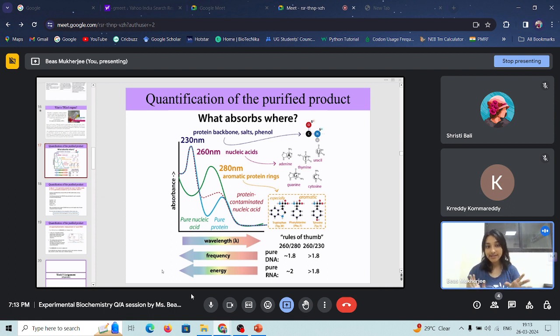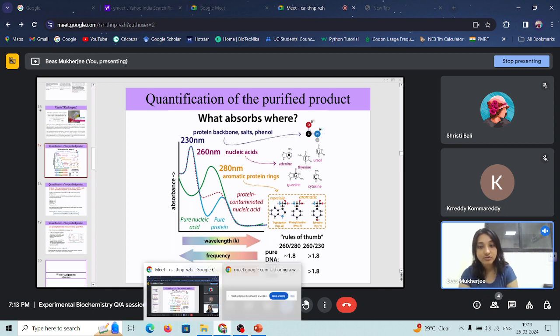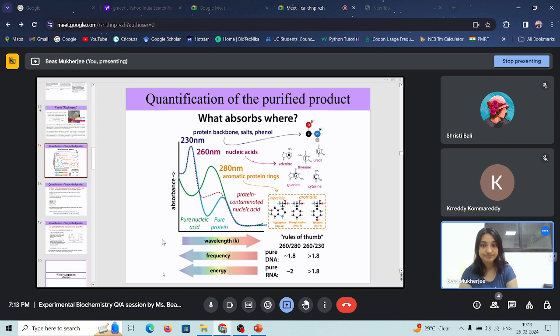So that is ideally what should happen. But if there is more phenol, then what happens? You can see a peak shift. The peak is going to shift towards this 230 nanometer. If there is more of protein, the peak is going to shift towards the right. So this will be telling you about the purity of your samples as well.